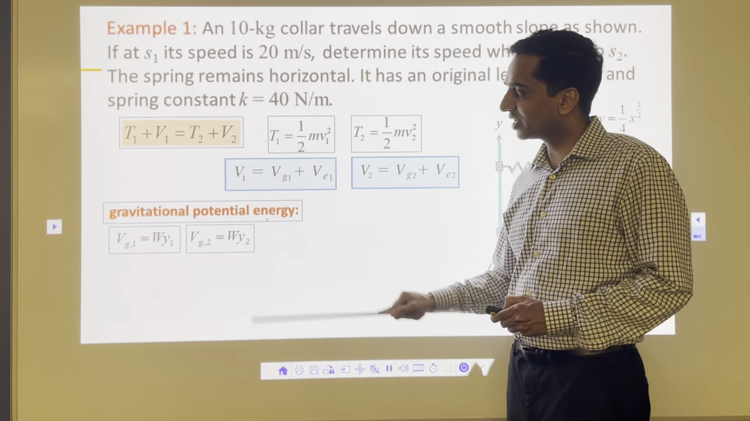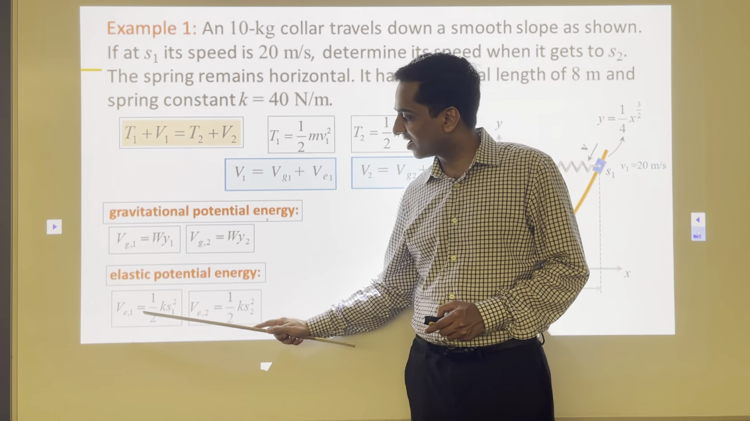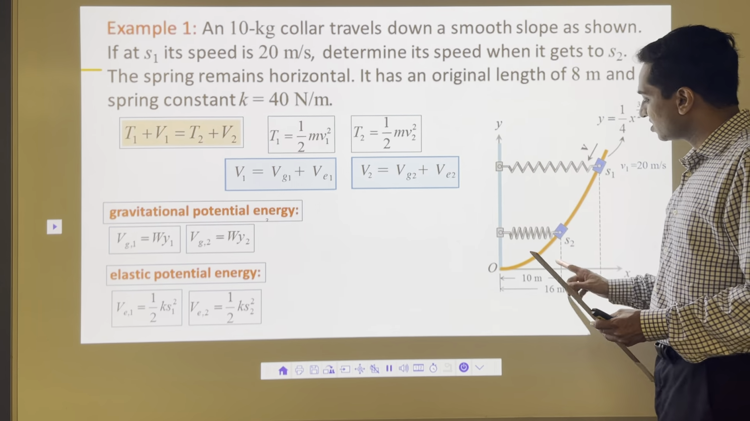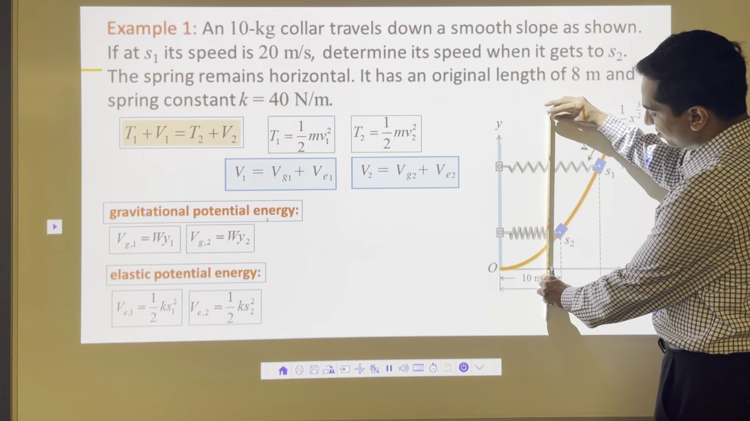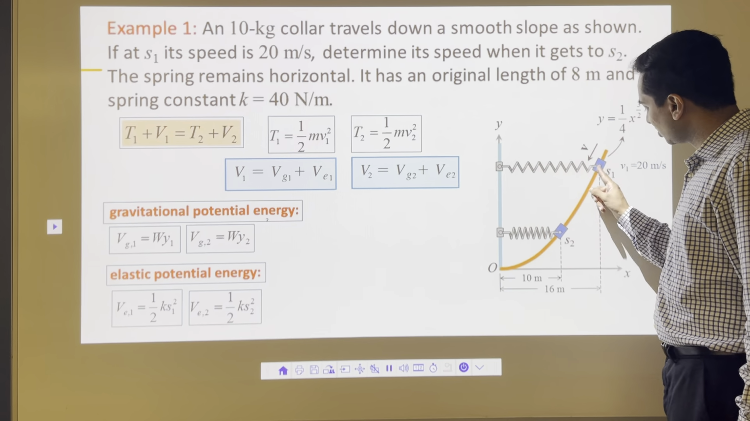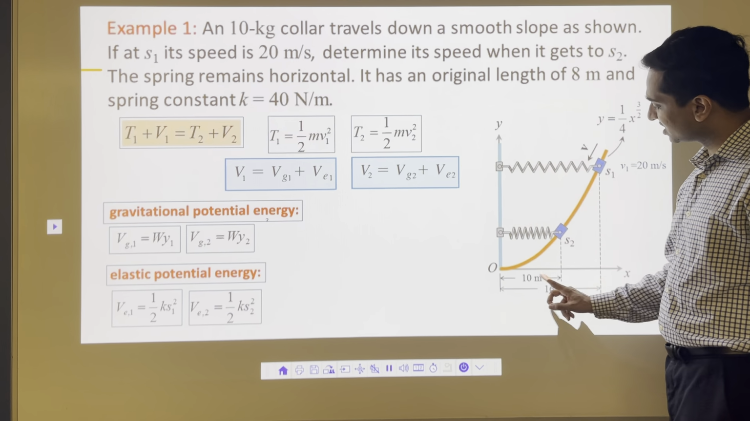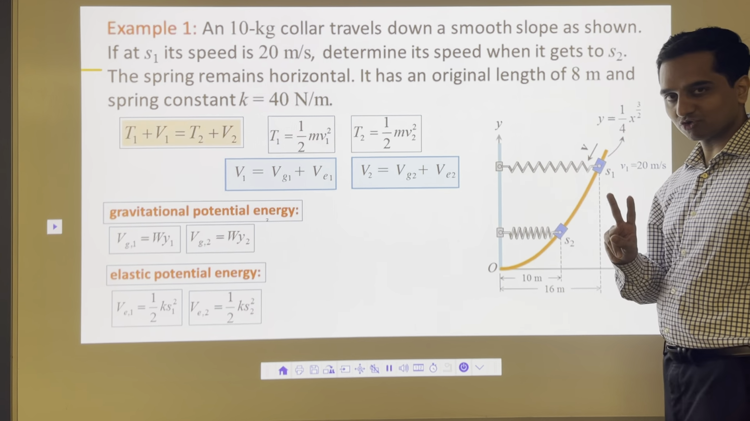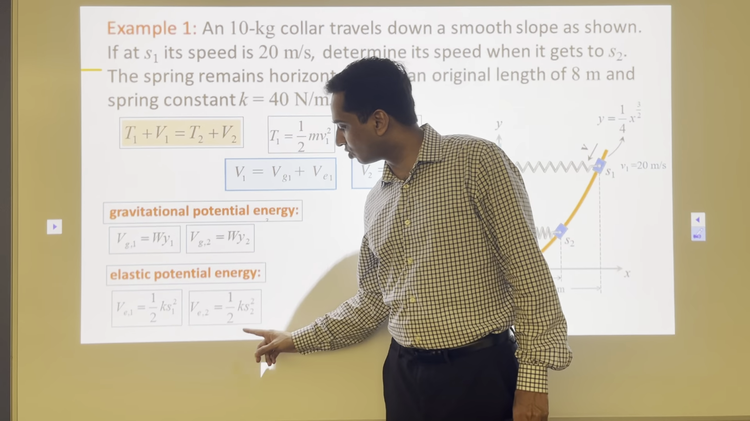Once you're done with that, you have to calculate V1 and V2, that's 1/2 ks1 square and 1/2 ks2 square. The values for s1 and s2 are measured from the unstretched position. The unstretched position is 8 meters. So S1 will be 16 minus 8, which is 8, and S2 will be 10 minus 8, so S2 will be 2.